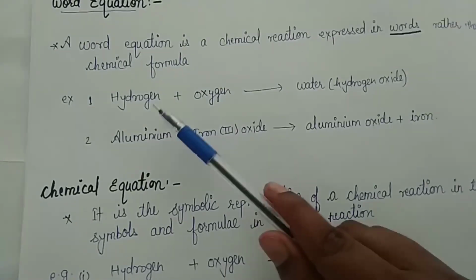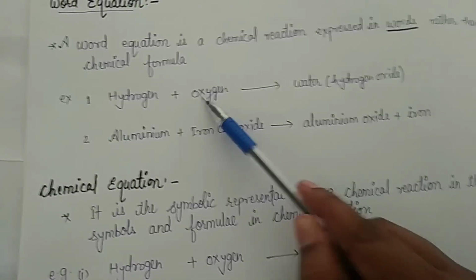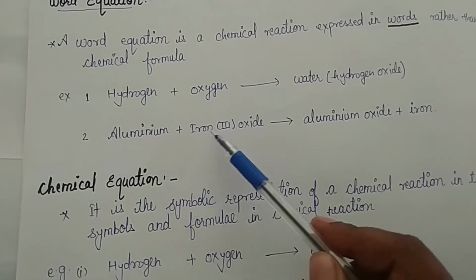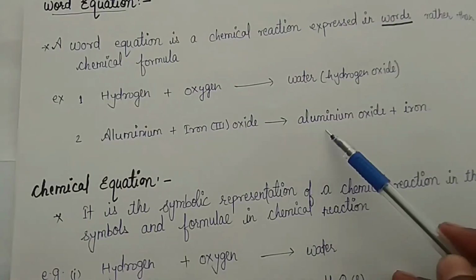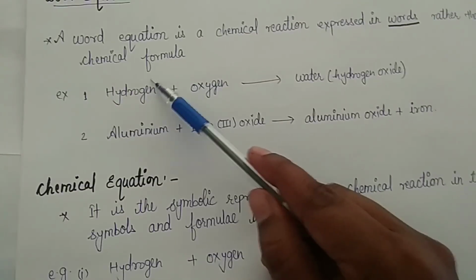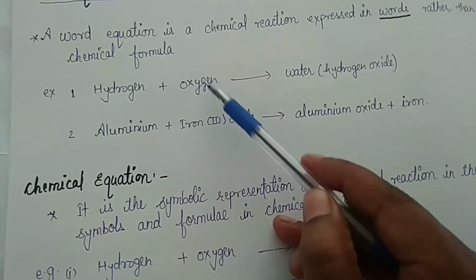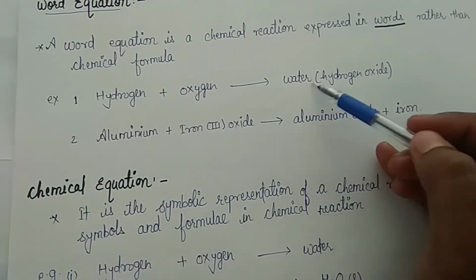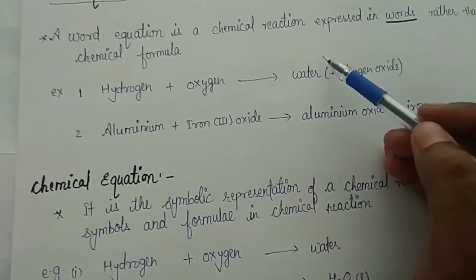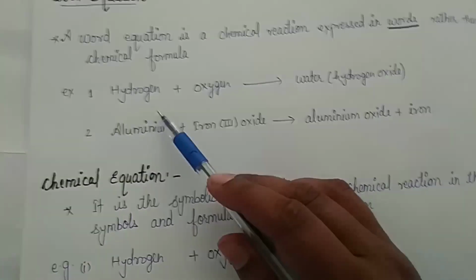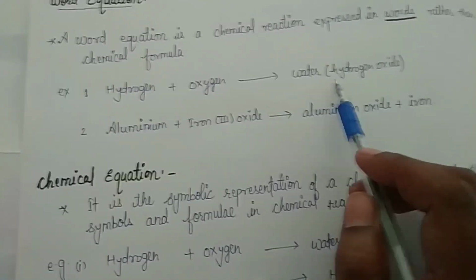For example, hydrogen plus oxygen forms water. Aluminium plus ferric oxide forms aluminium oxide and iron. Here the symbol of hydrogen is not given, the symbol of oxygen is not given, and the symbol and chemical formula of water are also not given. Water is always expressed in words. Hydrogen, oxygen, and water are all expressed in words, not chemical formulas.